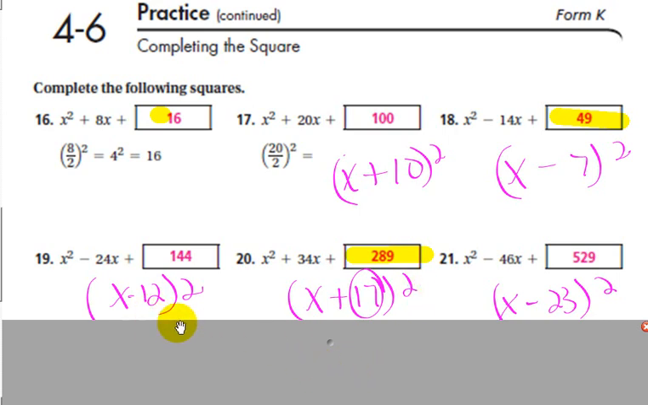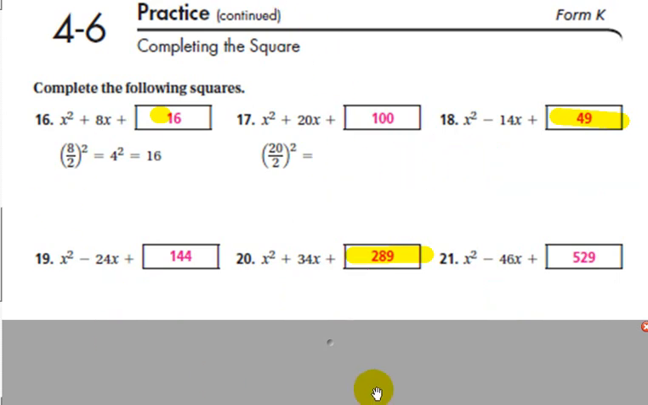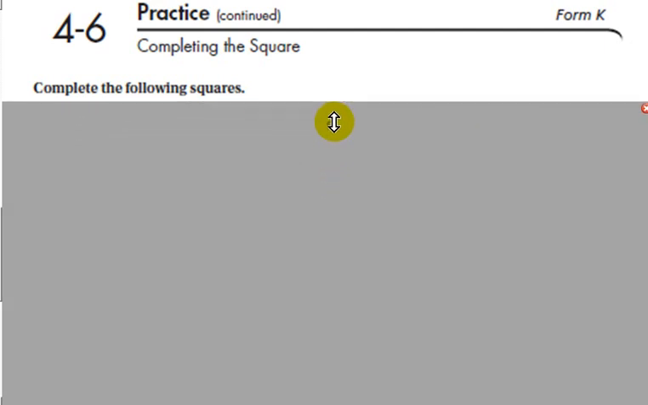Does everybody see that? So today you're going to have to take the extra step to where you rewrite it as a squared binomial. Any questions about this homework? Okay, let me pause real quick while we're on this, and let's grade the first part of your homework from yesterday. Then we'll come back.